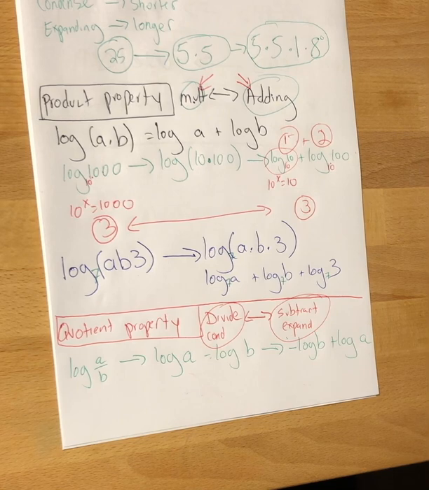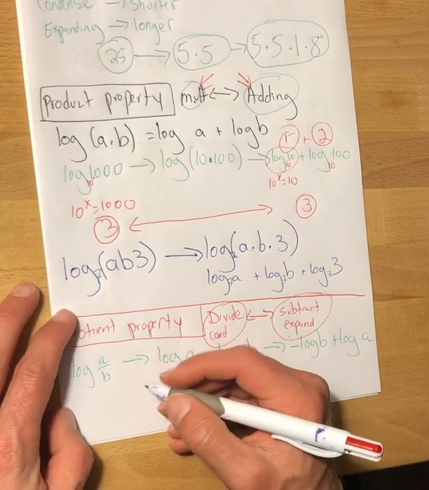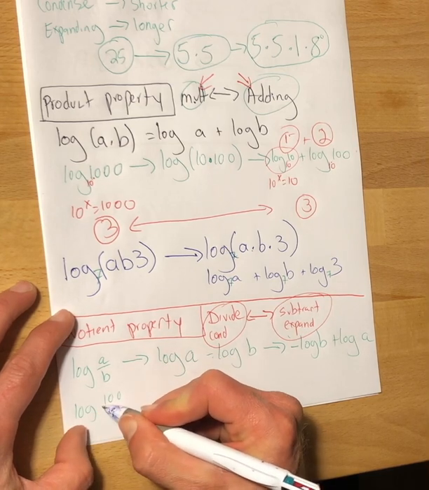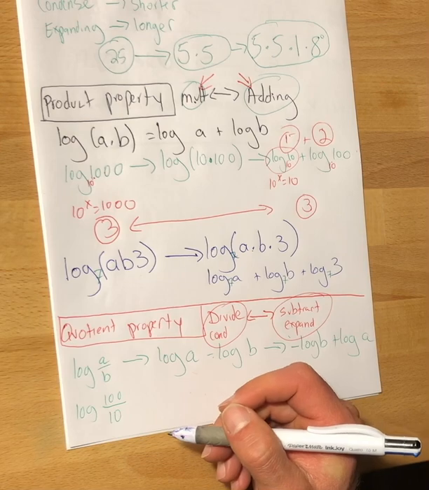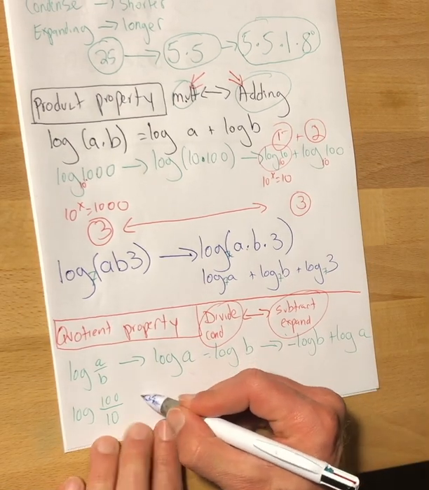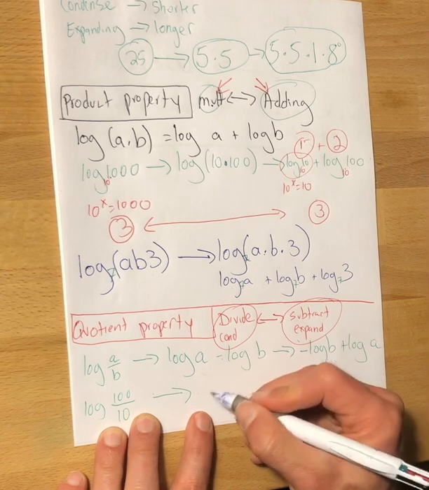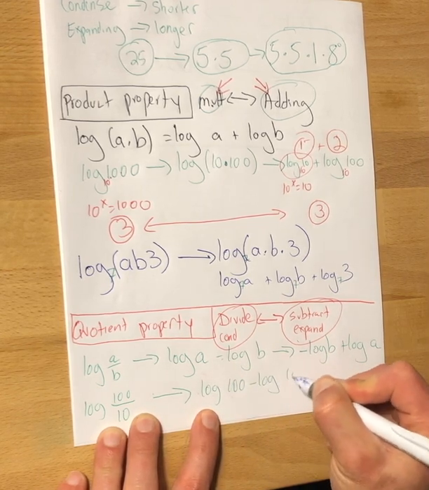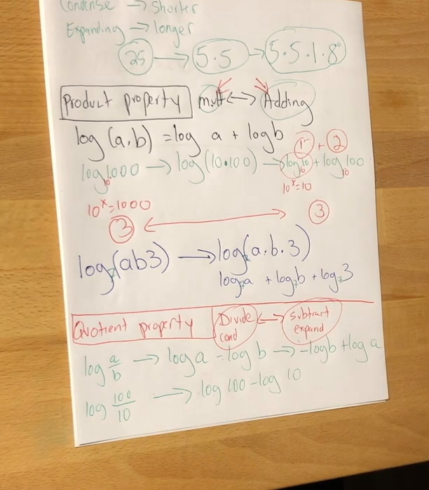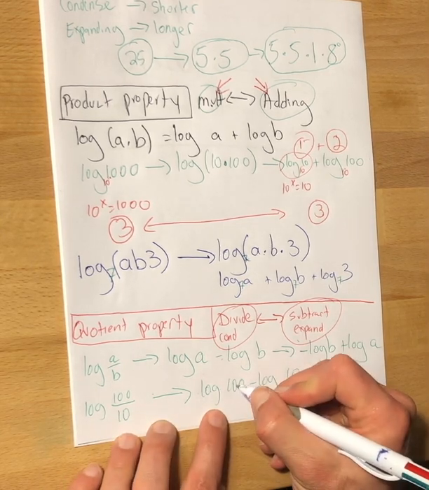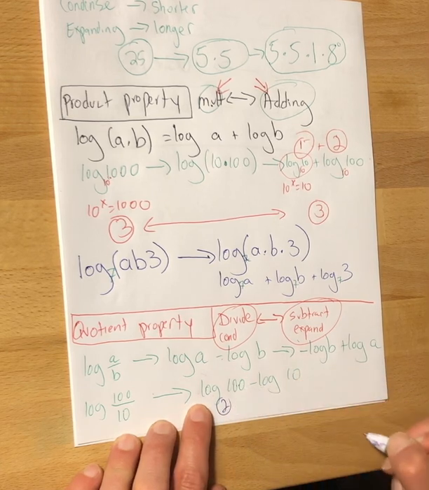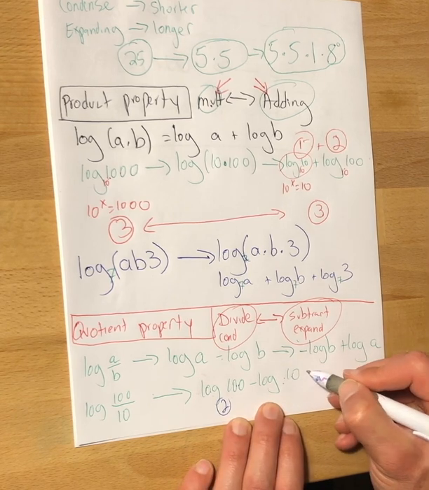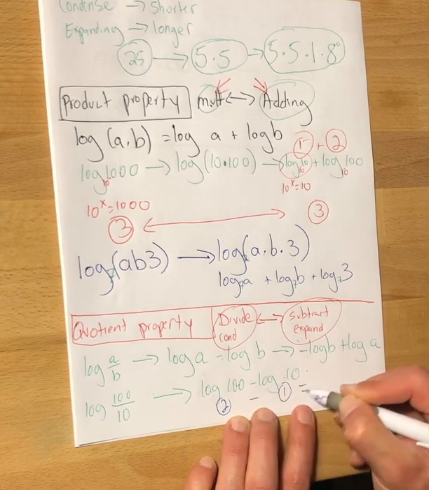Okay, I'll give you an example. Say log 100 over 10 is the same thing as log 100 minus log 10. Let's see if this gives us the same value. The value of log 100 is 2 because 10 squared is 100. The value of log 10 is 1 because 10 to the first power is 10. 2 minus 1 equals 1.